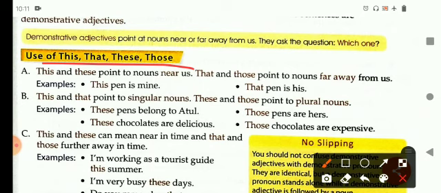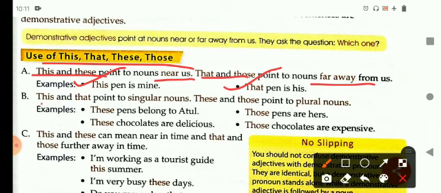This and these point to noun that is near us. That and those point to the noun that is far away from us. For example, this pen is mine. That pen is his.